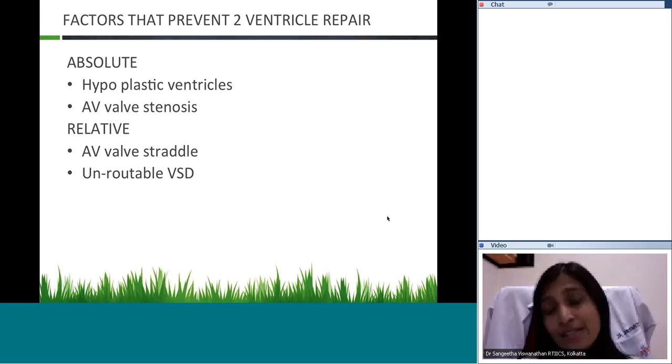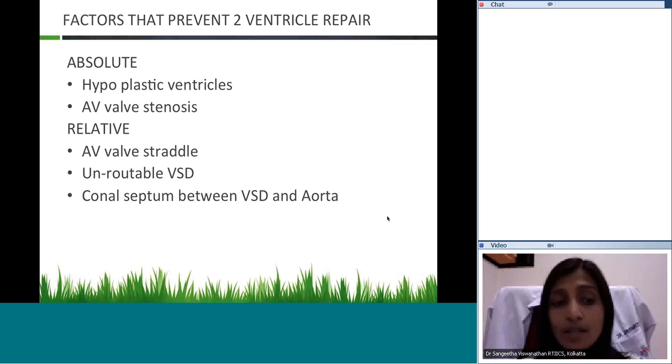Unroutable VSD. So what do we call unroutable? Like I said, it is very much unit dependent. So a VSD that appears or that is routable to one team might not be to another, and you have to individualize it based on your own local circumstances as to whether a patient is operable or not.